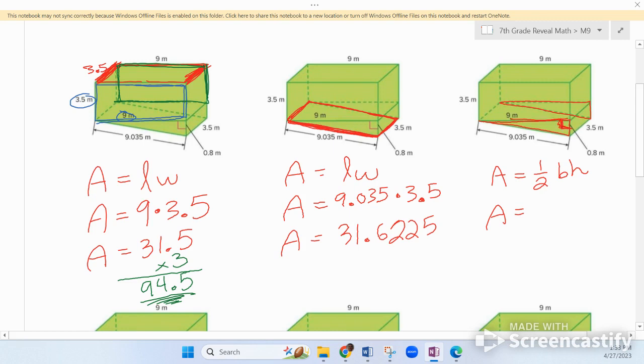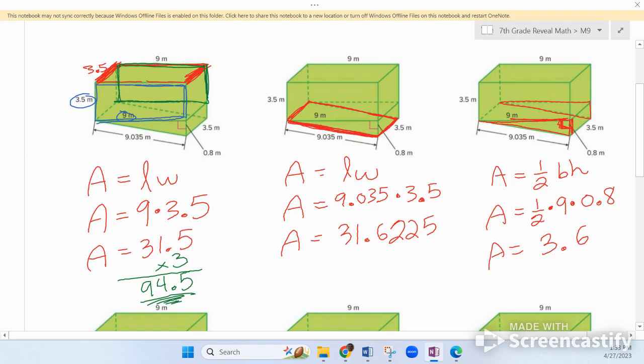So then we are looking at this dimension and this dimension of that triangle. So what are those two numbers? What do you think? 0.8. Yep. So 1/2 times 9. I usually put the longer one first, and it doesn't really matter because of the commutative property. All right. I'm going to try to do this in my head. I think it comes to 3.6.